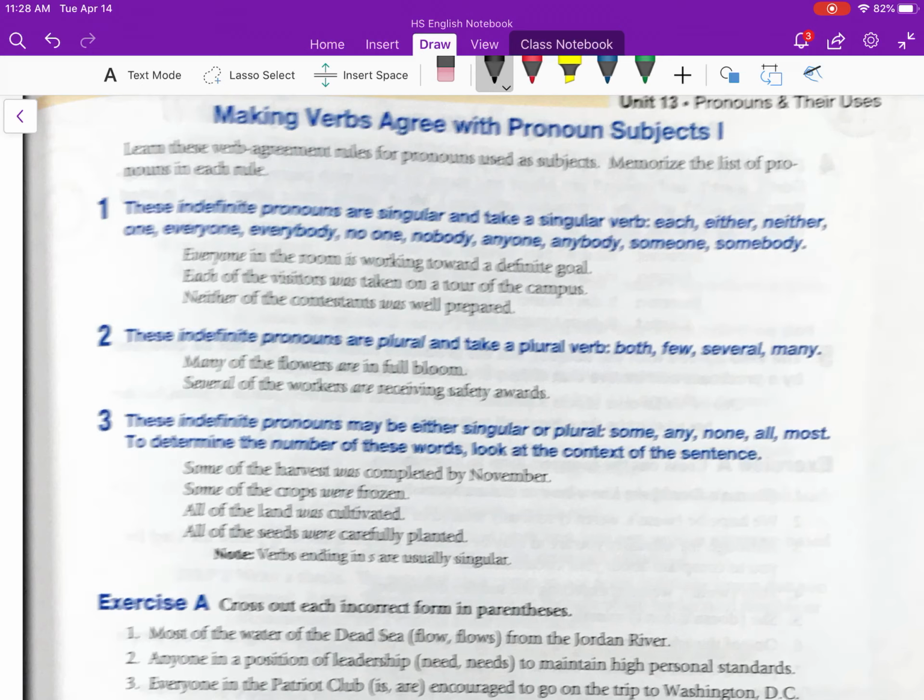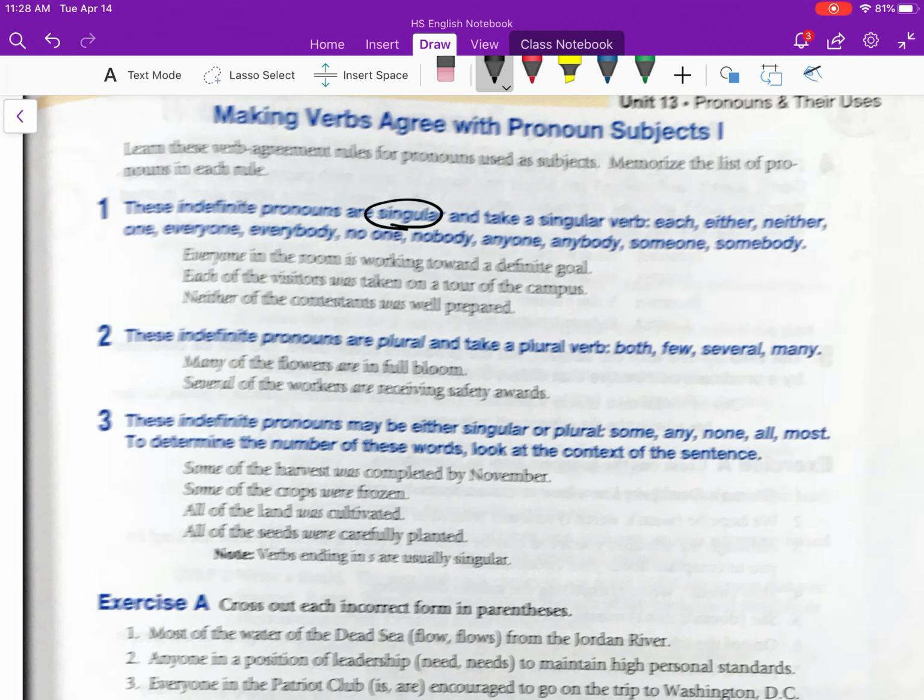And these indefinite pronouns are either singular or plural or either, depending on which of the indefinite pronouns we're talking about. So these first ones are always going to be singular, and they are each, either, neither, one, everyone, everybody, no one, nobody, anyone, anybody, someone, somebody. Those are always going to be singular. And then here are the examples. Everyone in the room is working toward a definite goal. So everyone is working, so that's singular. Each of the visitors was taken on a tour of the campus. Each was. Neither of the contestants was well prepared. Neither was. Those are all singular.